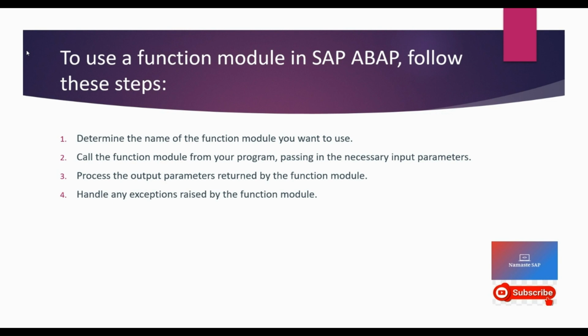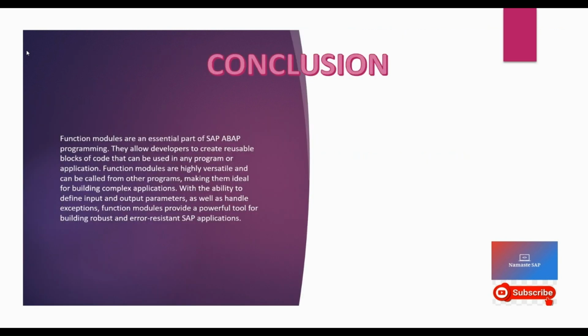Determine the name of the function module you want to use. Call the function module from your program, passing in the necessary input parameters. Process the output parameters returned by the function module. Handle any exceptions raised by the function module.